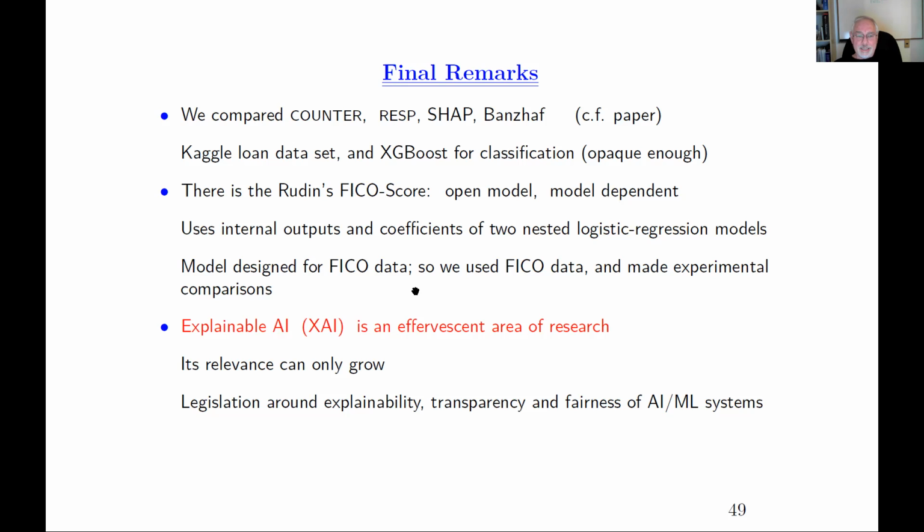Well, the whole area is quite effervescent. Explainable AI, I mean, there is a lot of research, a lot of activity in this area now. The relevance can only grow. Actually, there are countries that already have legislation, others that are introducing legislation around explainability, transparency, and fairness of AI and machine learning systems. So this can only grow in terms of relevance.